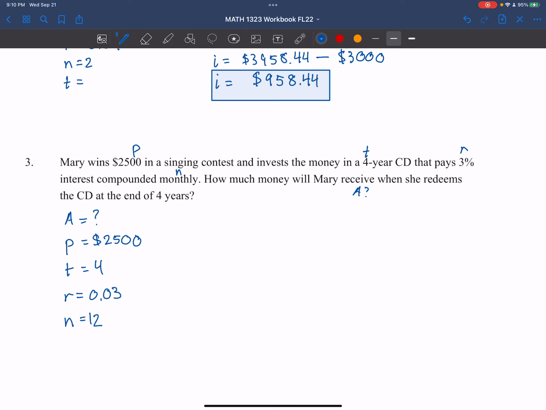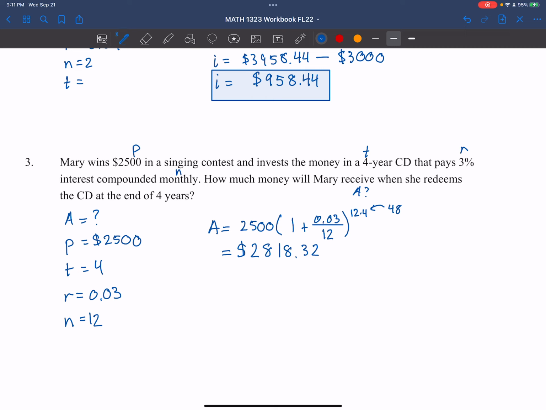And we have everything we need to go ahead and compute the accumulated account balance, which is going to be 2,500 times 1 plus 0.03 divided by 12, excuse me, all raised to the 12 times 4. And of course, 12 times 4 is 48. I've done the calculation a few times. Go ahead and verify that you get $2,818.32.